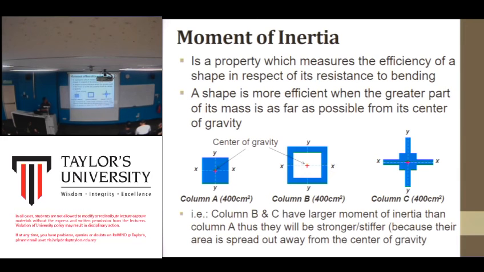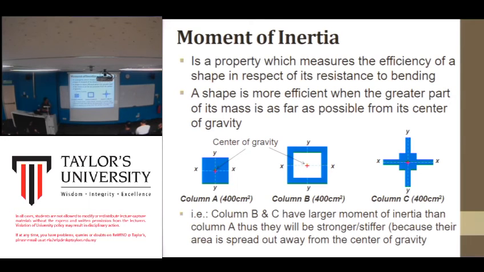So it's a property which measures the efficiency of a shape in respect of its resistance to bending. Okay, so different shapes have different resistance towards bending, even though the amount of material that you use is the same. For example, all these blue parts, the volume is the same, but the arrangement of the material is different.